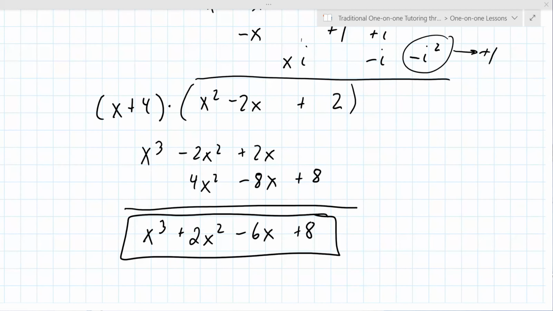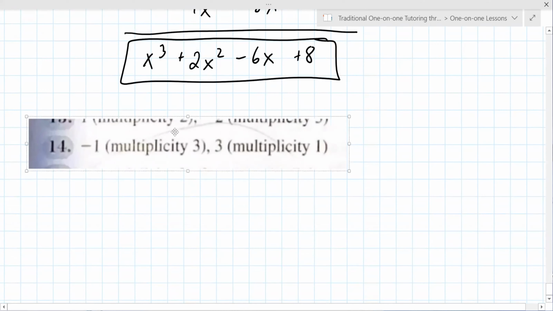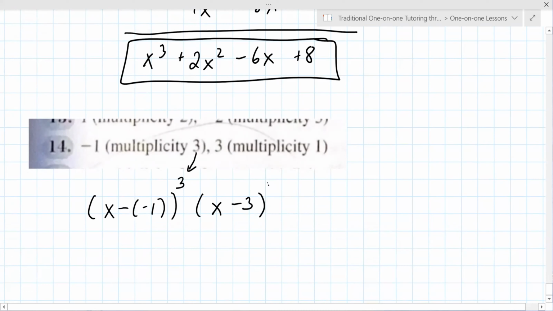Let's see what 14 is. Okay, so 10 is much like that. All right, so 14. So -1 has a multiplicity of 3. And what that means is the -1 is a zero, so it's x minus the zero, right? The multiplicity goes right here, so this is cubed. Because it has a multiplicity of 3, that's why it's a 3 there. And then 3 is the next zero, so it's x minus 3. And then you put a 1 here because it's got a multiplicity of 1.